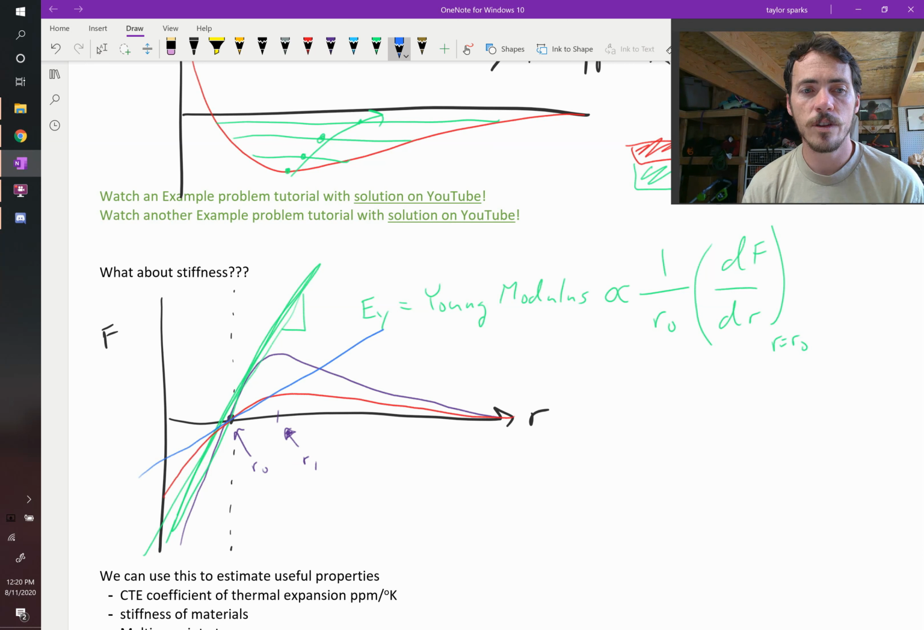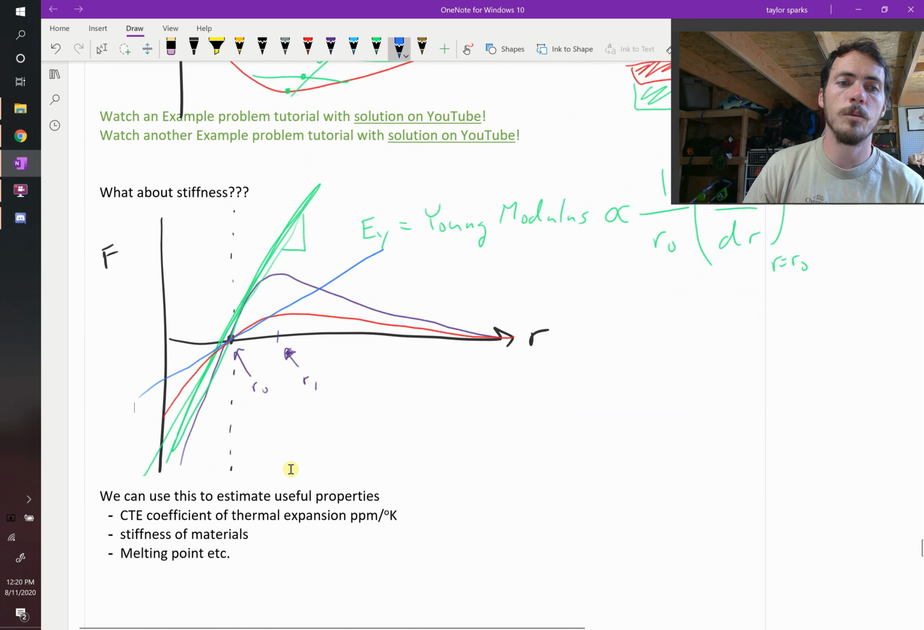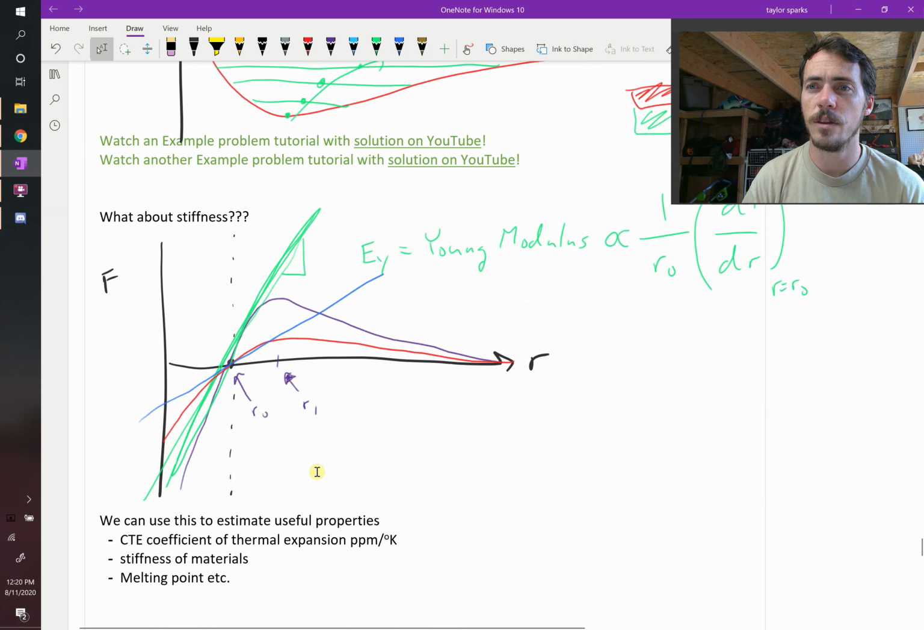So all of a sudden, we can use this to get lots of interesting information. We've already gotten thermal expansion, we've gotten stiffness, we already talked about melting point. So you can get a lot of interesting information by understanding these potential energy wells.